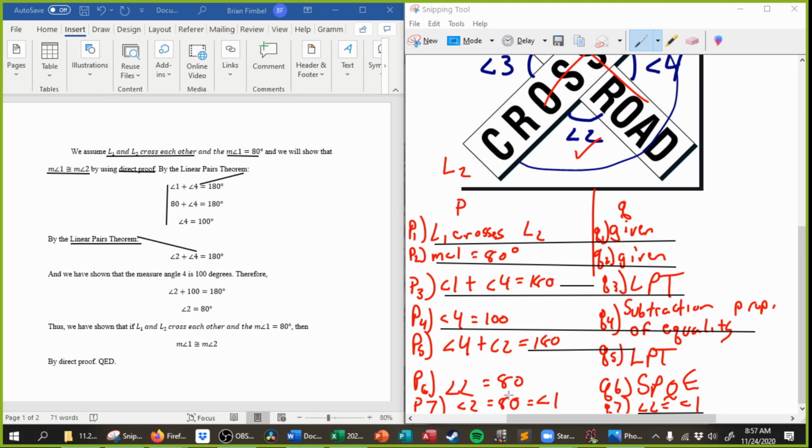All right. Now I have shown that I found angle 2 is equal to 80 degrees. And now I know that angle 2 is equal to 80 and angle 1 is equal to 80. So therefore angle 2 and angle 1 are the same. And that's what I set out to do. So we're good to go. And these are both done.